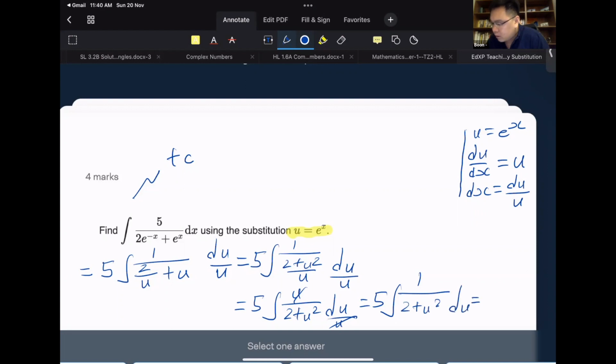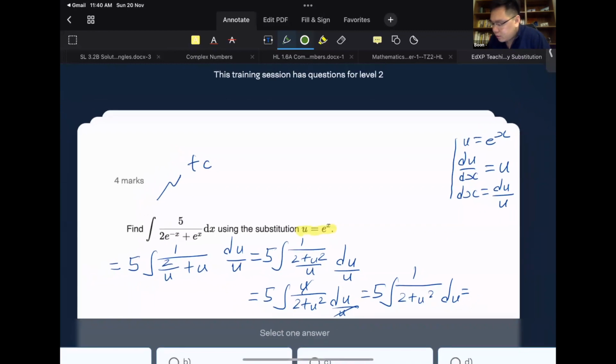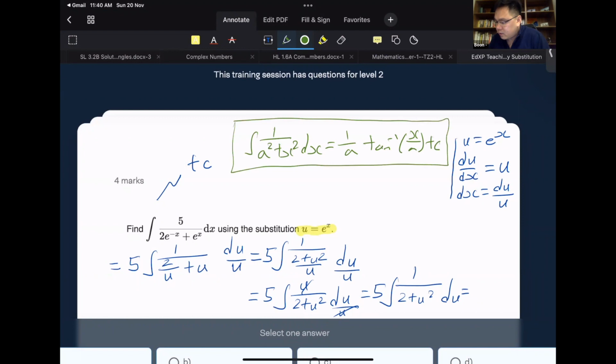The formula, let me write it down, in your formula sheet, is if we integrate 1 over a squared plus x squared dx, it is 1 over a arctangent x over a plus c. So this is in your formula sheet. Okay, you should be able to recognize it immediately when you simplify.